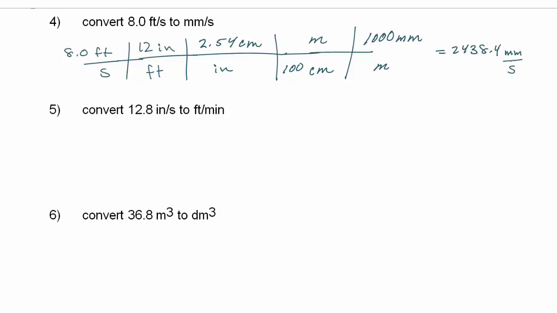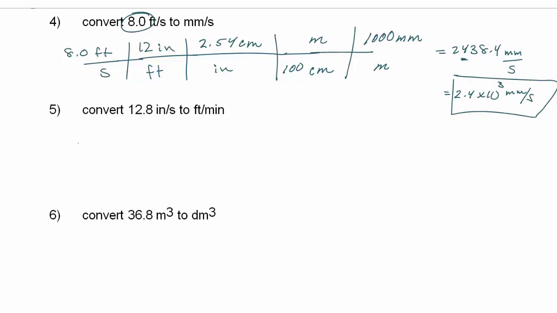Now, way too many digits. I can only report my answer to 2. So I'm going to have to use scientific notation. 2.4 times 10 to the third millimeters per second.